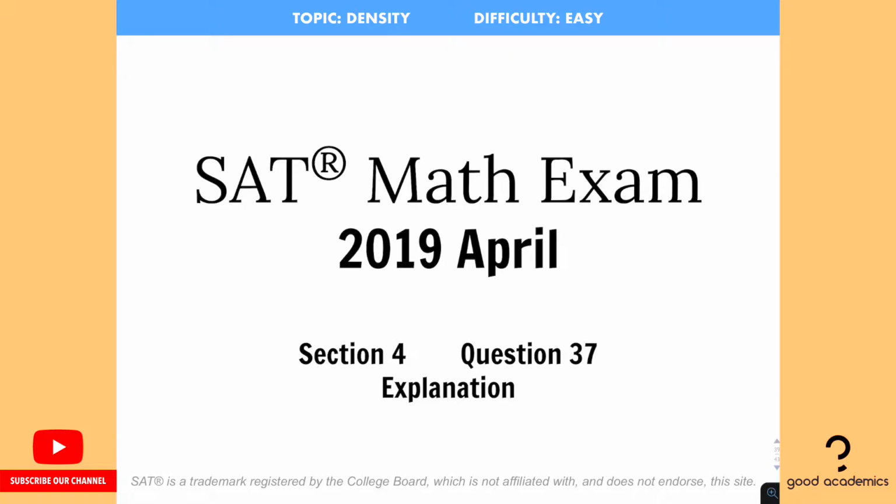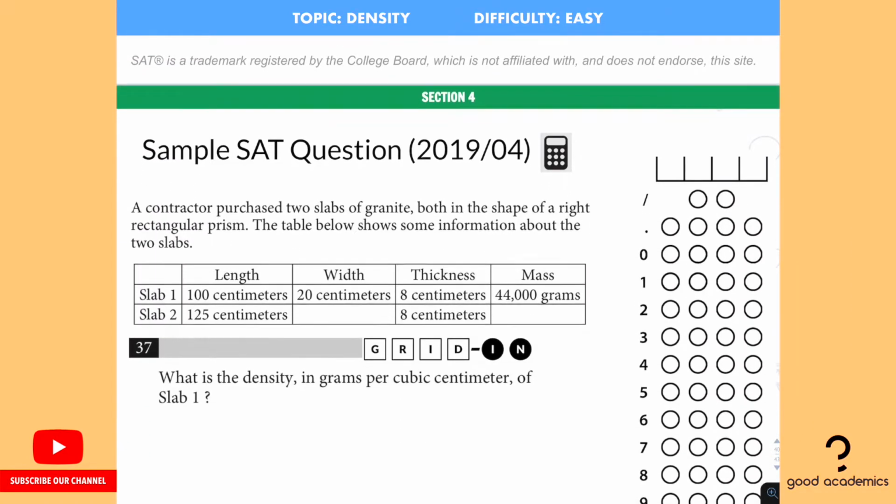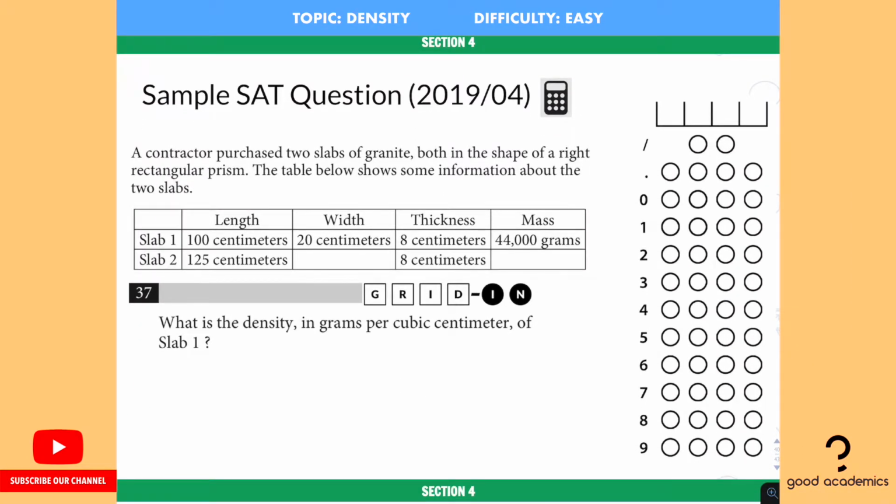In this video, we will go through the 2019 April SAT exam, section 4, question 37. So, in this question, there's a little table right here. There's a little description. You may pause the video and read about it. It says there are two slabs of granite, both in the shape of a right rectangular prism. The table below shows some information about the two slabs.